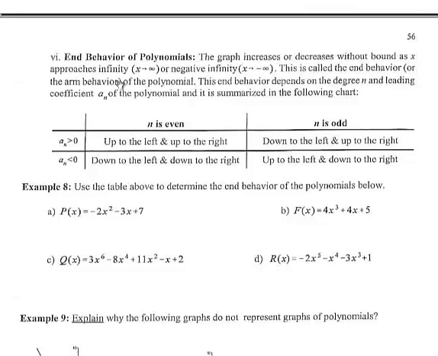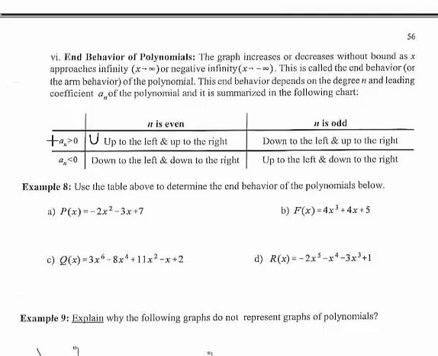4. What about the end behavior? Well, if the leading coefficient is positive and the degree is even, then the graph of the polynomial will be up and to the left and up and to the right. So an example of that would be an x squared function.